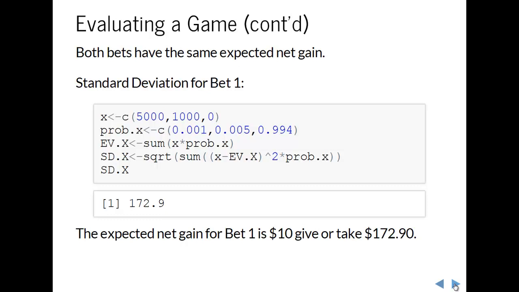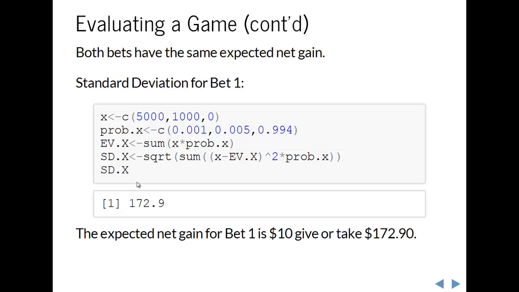Let's take a look at the give or take, in other words, the standard deviation. How much can we expect the gain to differ from $10 by? Well, if we add in this one more line of code to compute the standard deviation, we see that the standard deviation for bet 1 is $172.90. So if we place our money on bet 1, we can expect to gain $10, give or take $172.90.